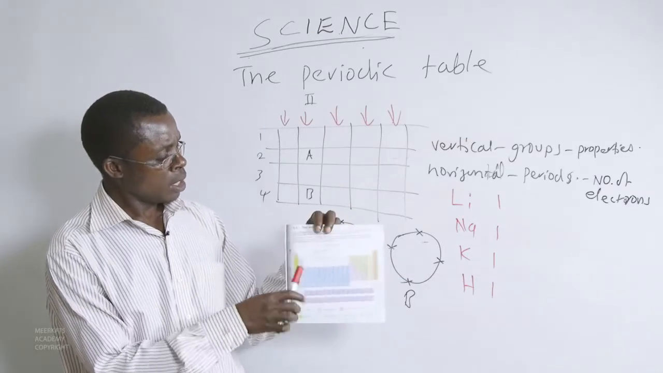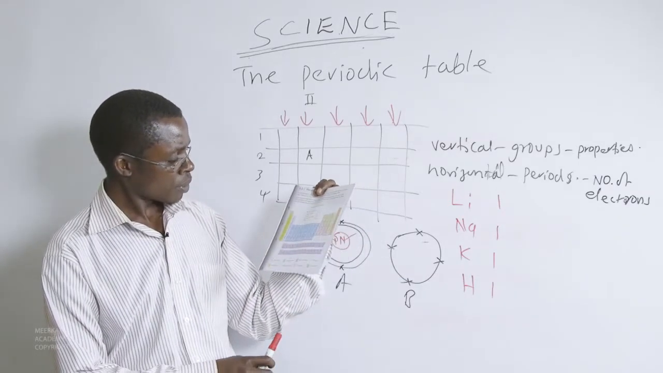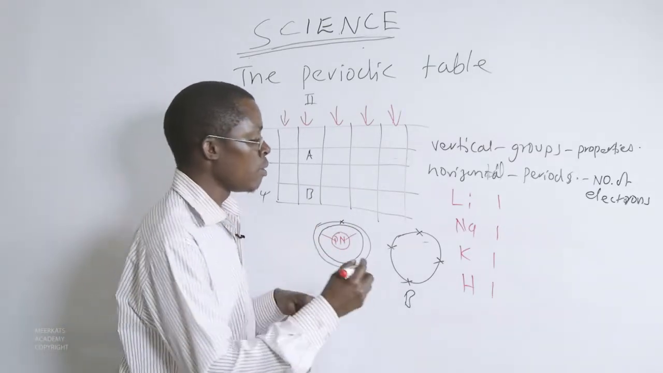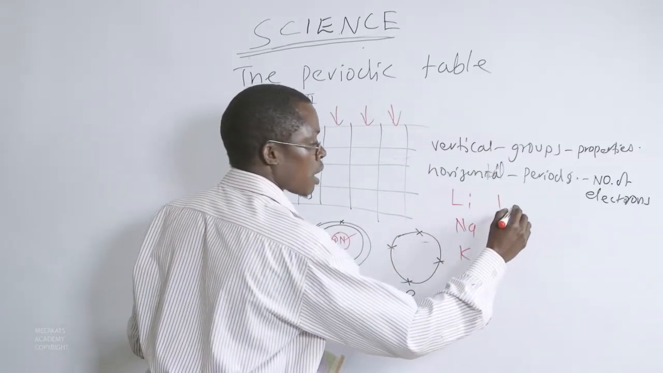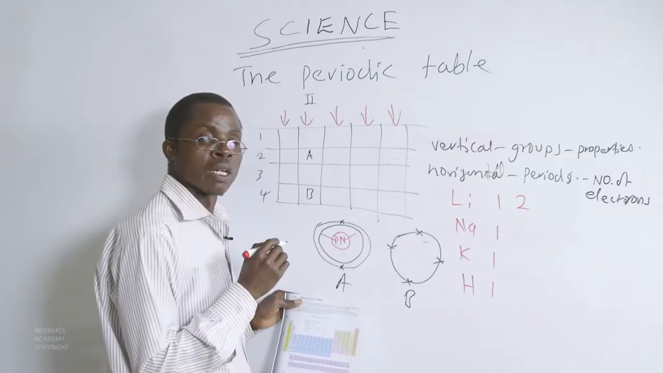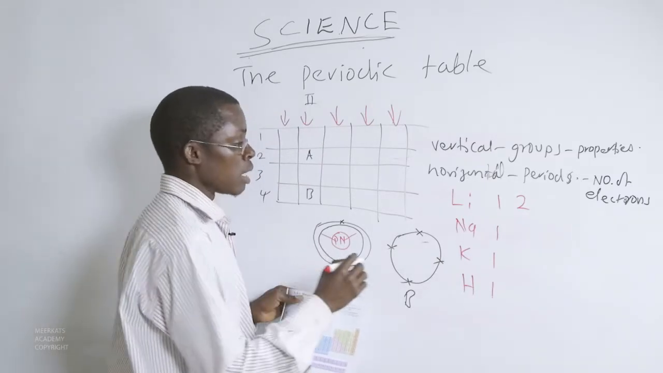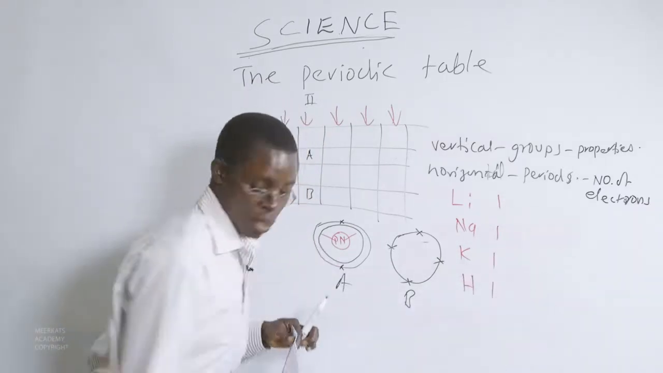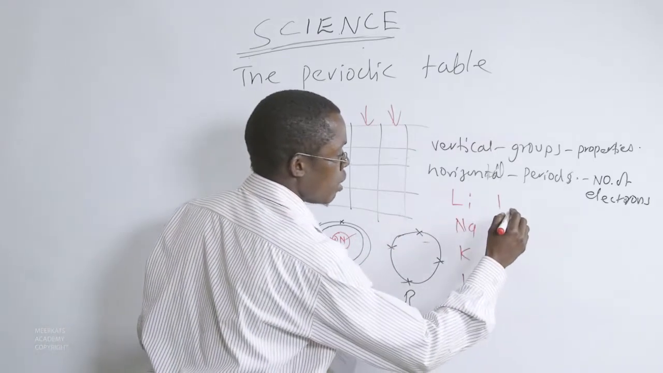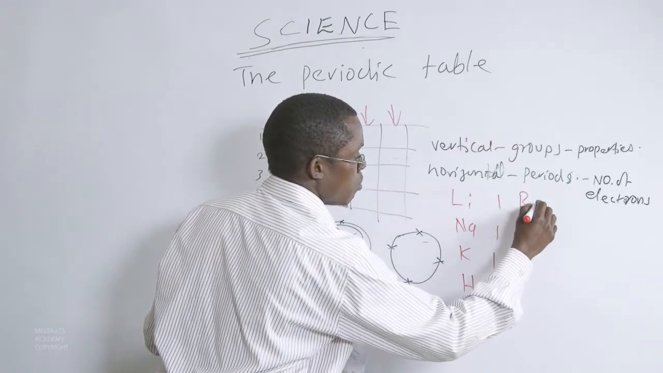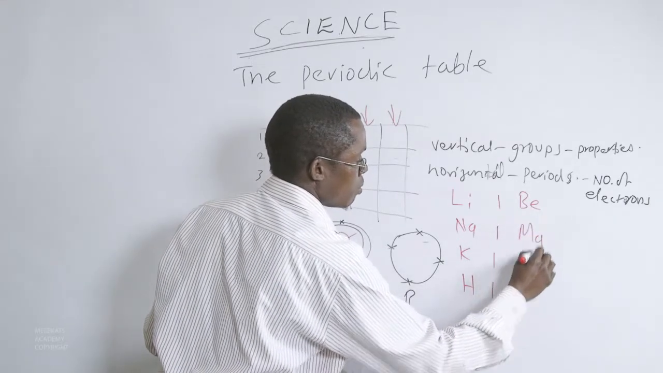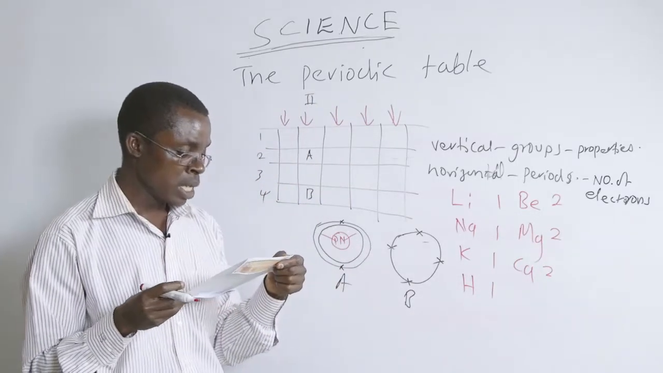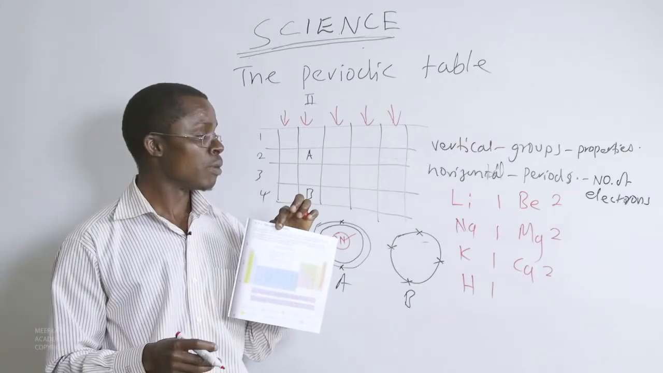The second vertical column is another set of metals that have the outermost energy level or orbit having 2 electrons. An example here is magnesium. I can use only 3 examples here. We can have beryllium, magnesium, and calcium. They are all having 2 electrons in their outermost energy level.